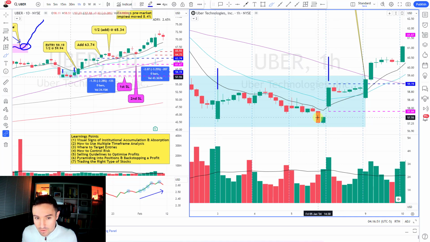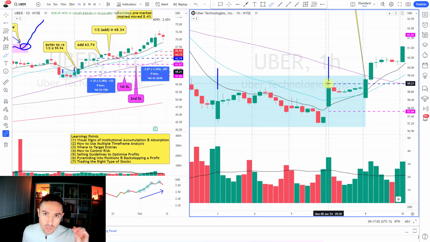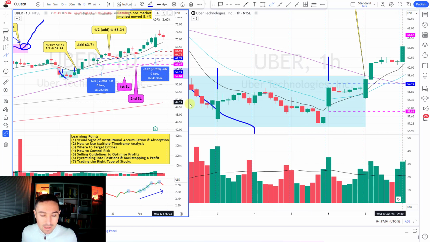So the prior close here was about 57.55. It gaps up, opens here, pushes up. What we have here, these two bars that I'm pointing to, this bar here and this bar here, this is what institutional accumulation looks like. A leading stock pulling back down towards the 50.